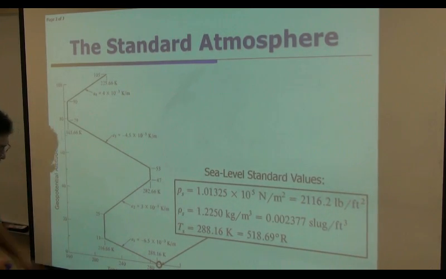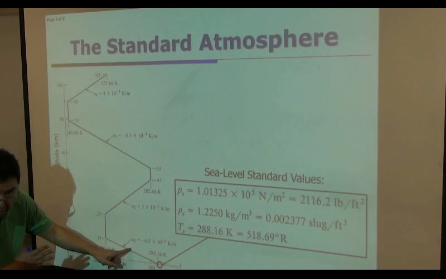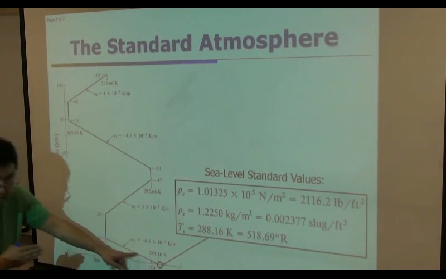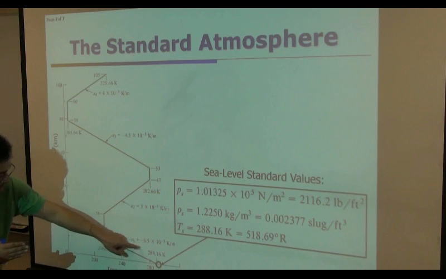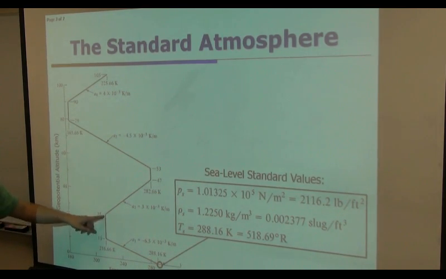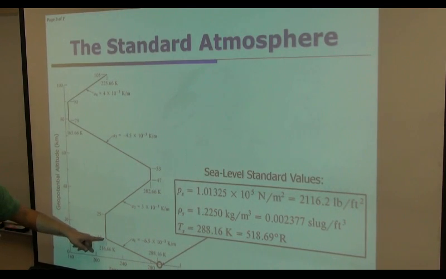Okay? This is called gradient region. Gradient means temperature decreases linearly with the gradient. This is a gradient, okay? This is called isothermal layer because the temperature is constant. Alright?